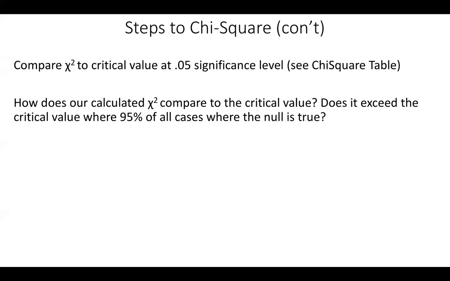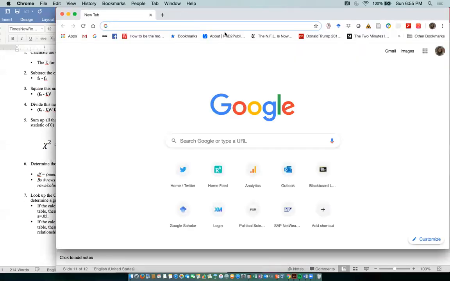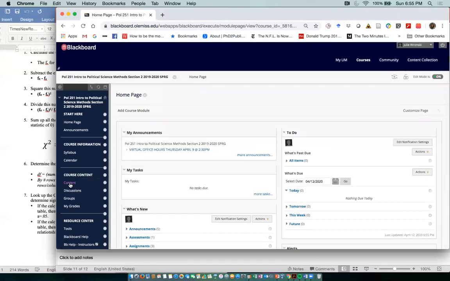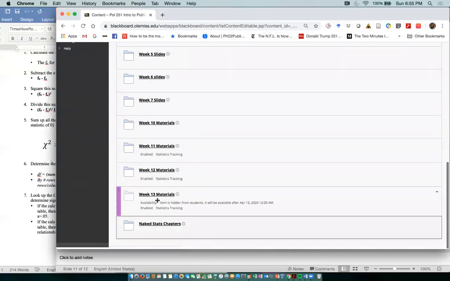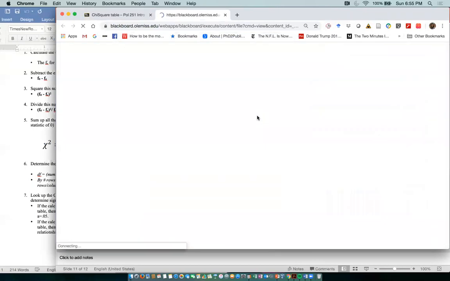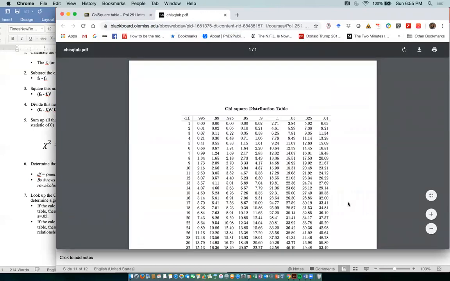So what we're going to do, we have to figure out if the calculated chi-square exceeds or falls lower than the critical value of chi-square, where all 95% of cases would occur if the null is true. So to do this, I'm going to go here to Blackboard, go into our class, and then if we go into content and our week 13 materials, there is a file here called chi-square table. I'm going to click on that, and then I'm going to click on the link to open it up in a new tab.